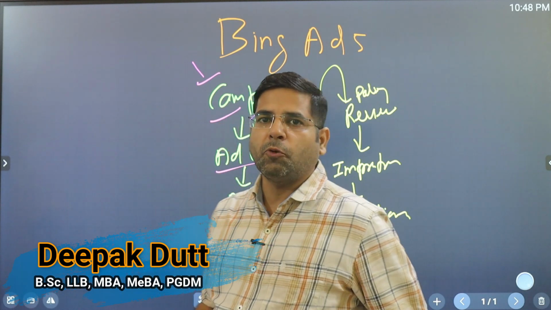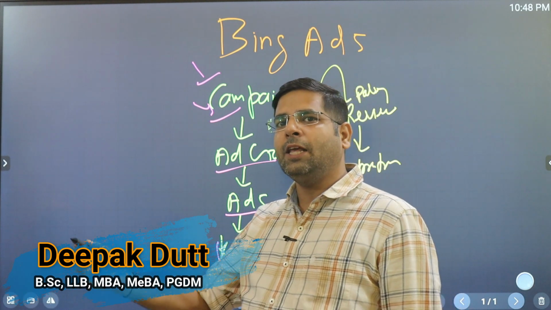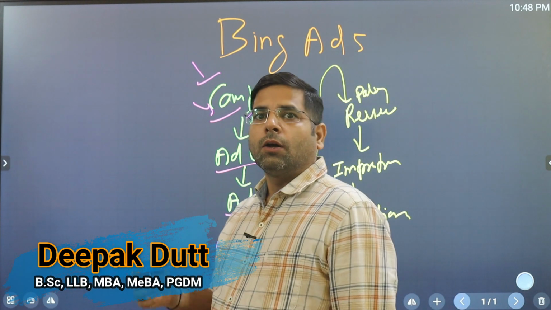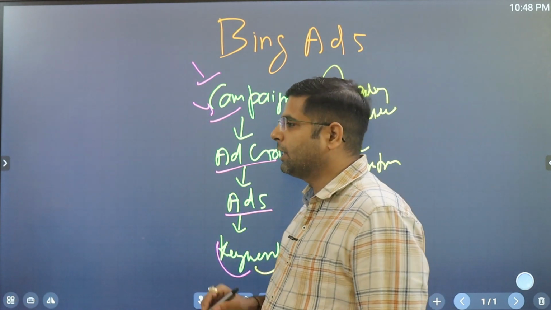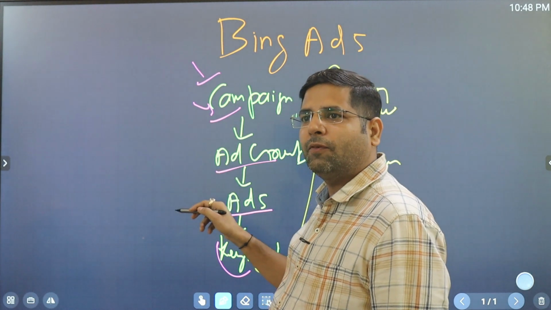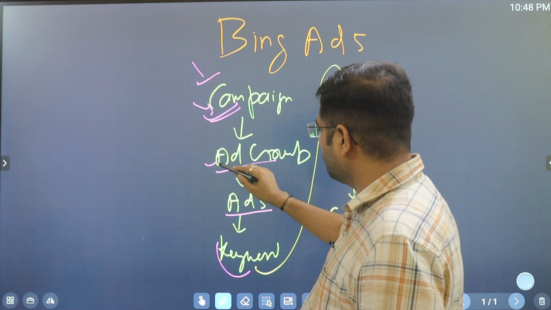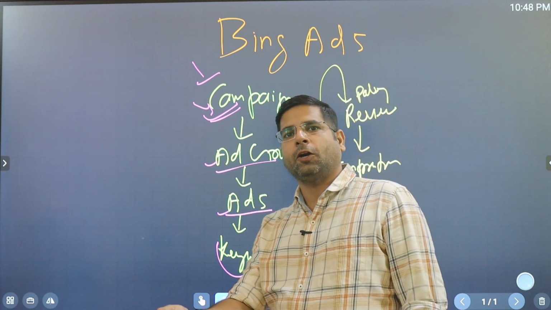First step, you have to log in with your company or another email ID, or you can directly import your campaign from Google or Facebook. If you are already running a campaign on Google or Facebook, then you can directly import it into the Bing platform with the same email ID. Secondly, after setting up the campaign or ad group, you have to create an ad according to your business, services and targeted locations.